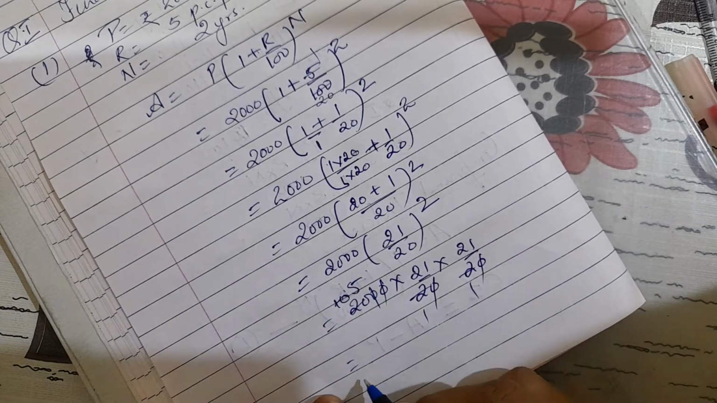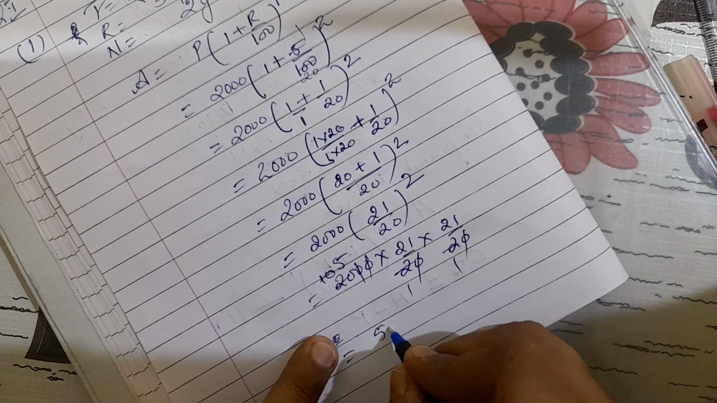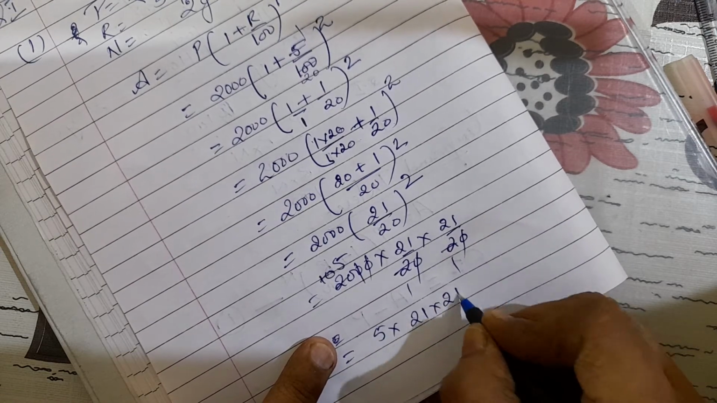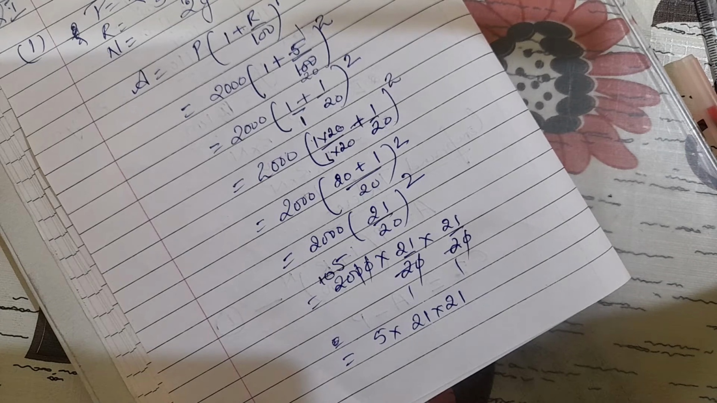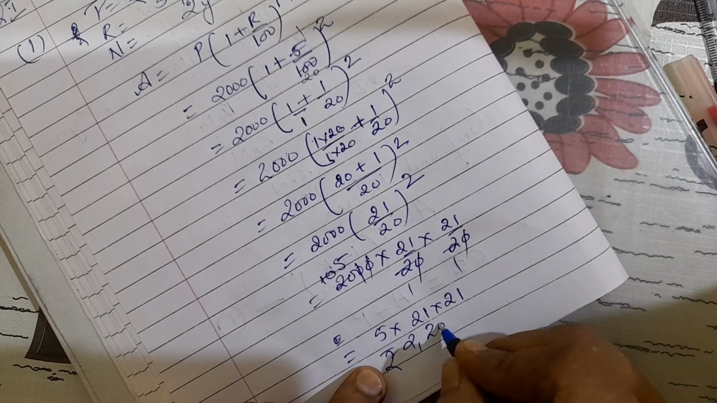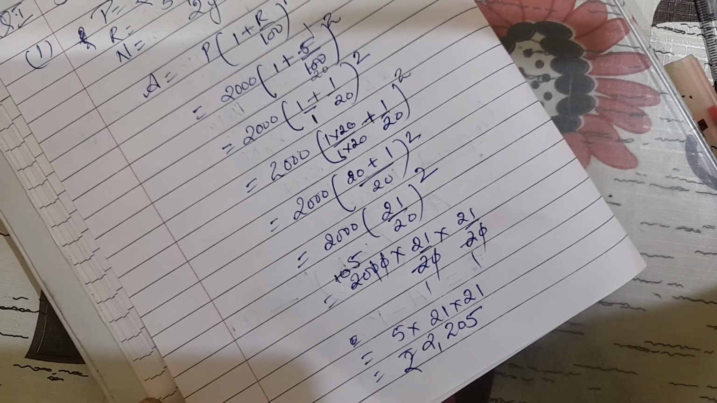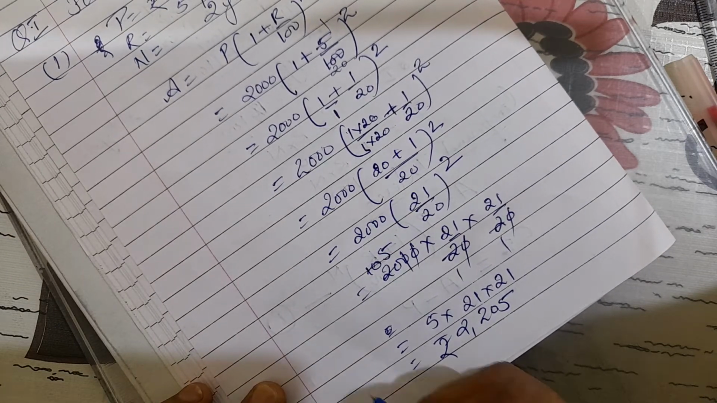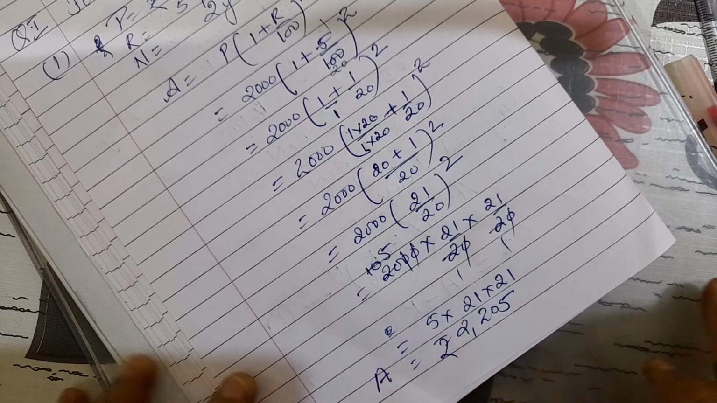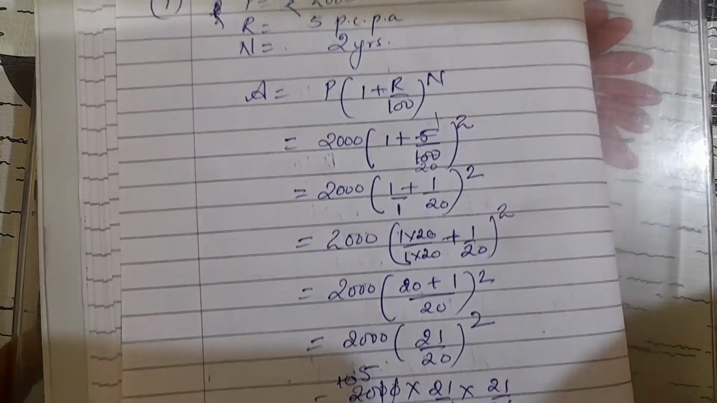So what is remaining, children? Here we will write 5 into 21 into 21. Now if you multiply this, you will get rupees 2205. Okay children, you can multiply and see, rupees 2205. This is nothing but your amount. Now we have to calculate the compound interest.